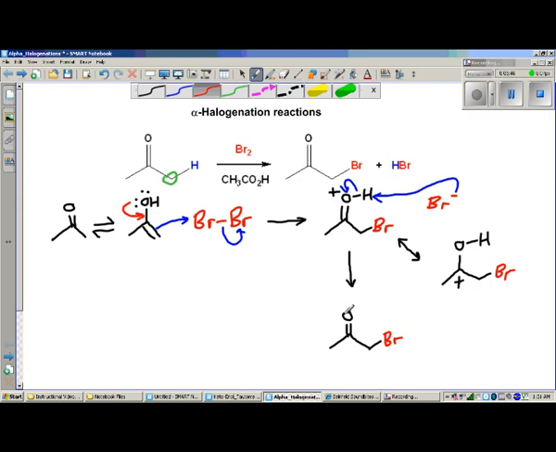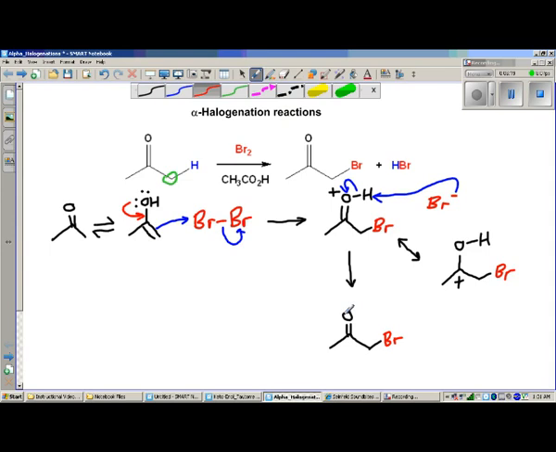That's your alpha bromo ketone. In this case, 1-bromopropanone, I suppose. And that will be a product. This can also be done in base, but the book mainly focuses on this being done in acid, and that is an alpha bromination. Bromination at the alpha carbon. It doesn't happen at any other carbon, it only ever happens at the alpha carbon.